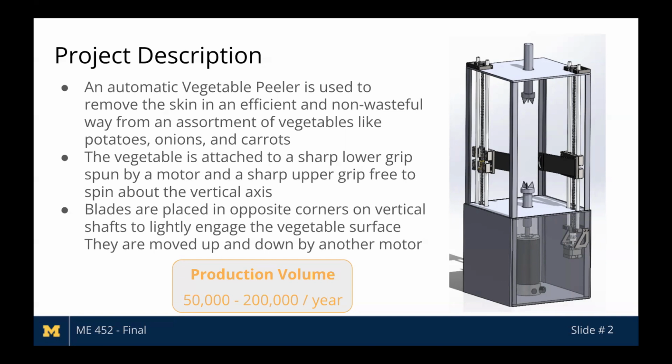The vegetable is attached to the sharp lower grip spun by a motor, and a sharp upper grip that is free and spins around the vertical axis. The blades are placed on opposite corners to lightly engage the vegetable surface, and they're moved up and down by a motor to cut the vegetable.